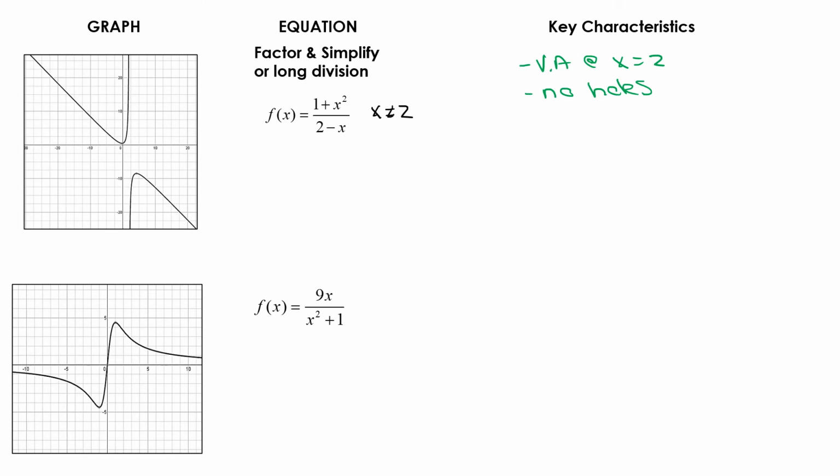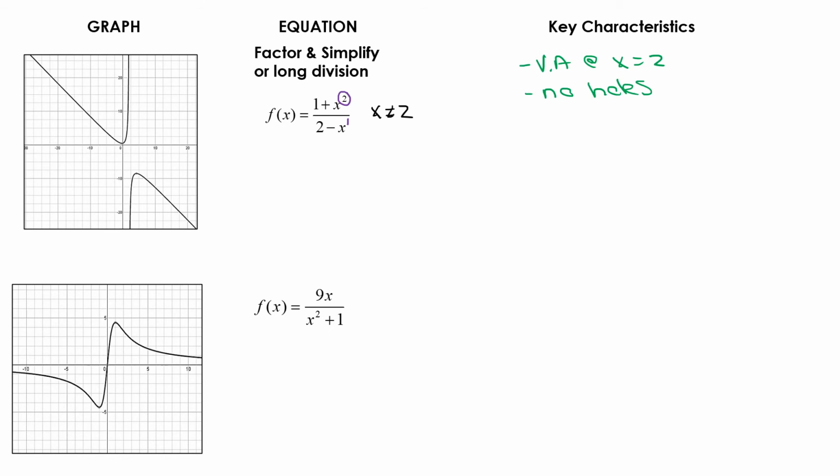The degree of the numerator is 2. The degree of the denominator is 1. So here's degree of the numerator is 2, degree of the denominator is 1. So remember from our last example, our last slide, when the degree of the numerator is greater than the degree of the denominator by 1, we're going to have an oblique asymptote. So we need to divide.